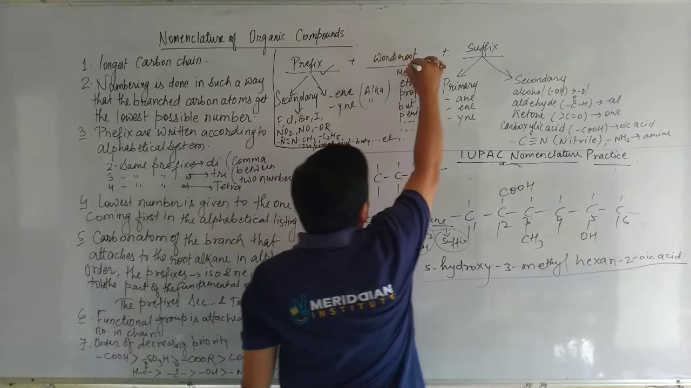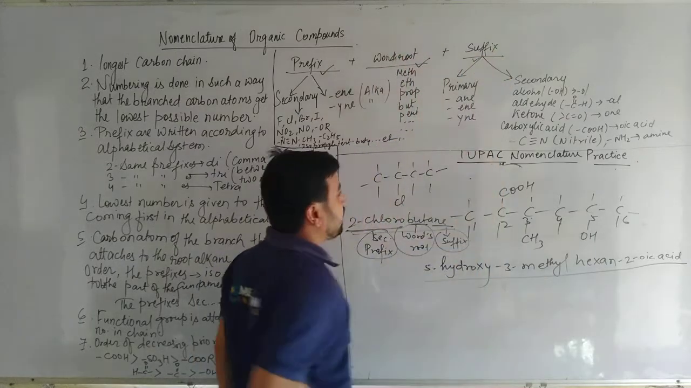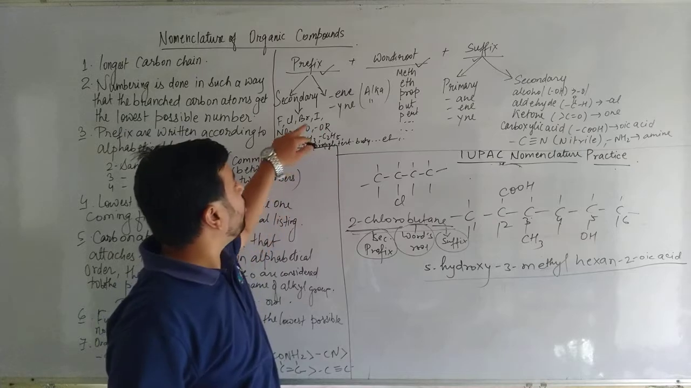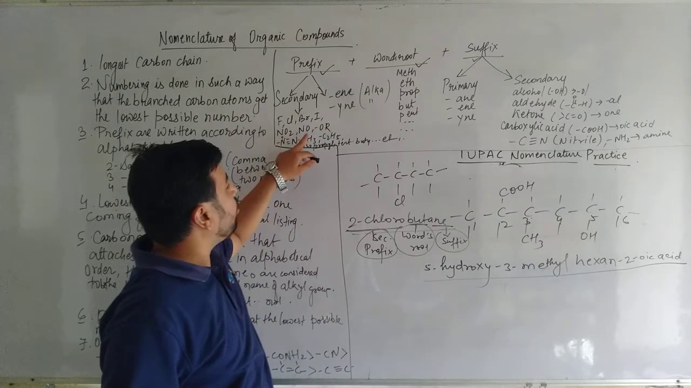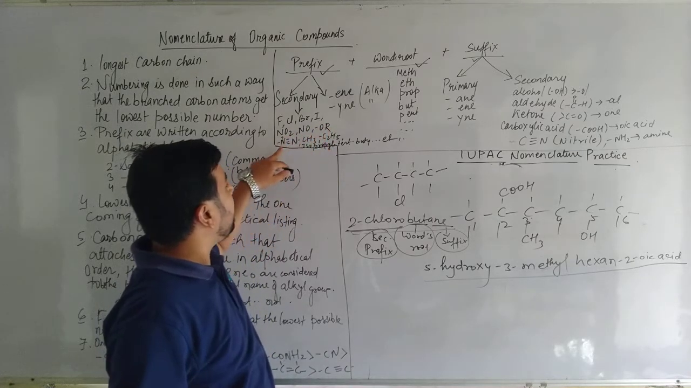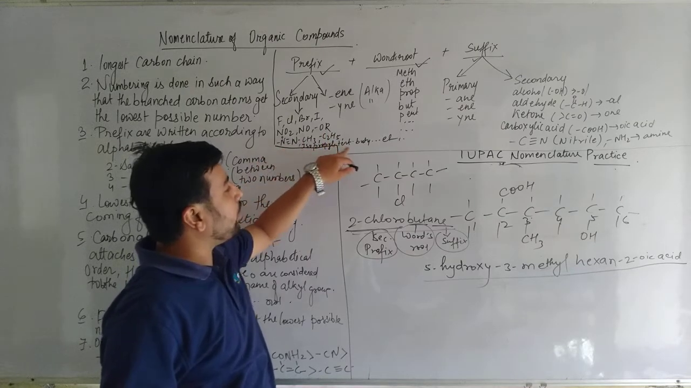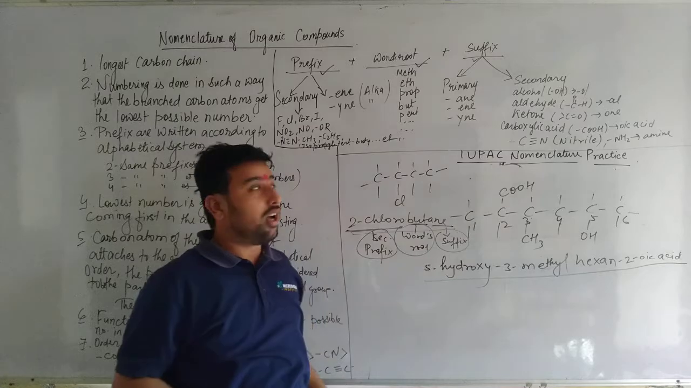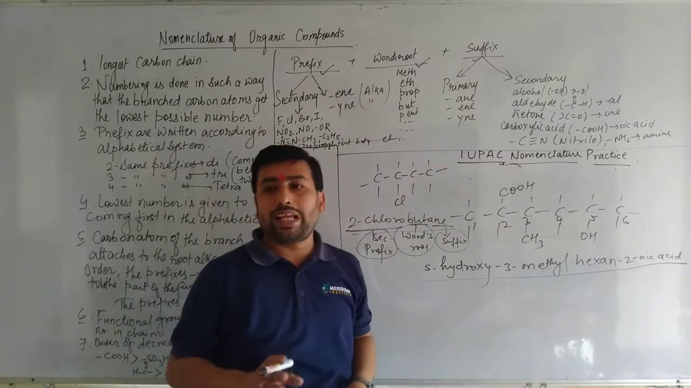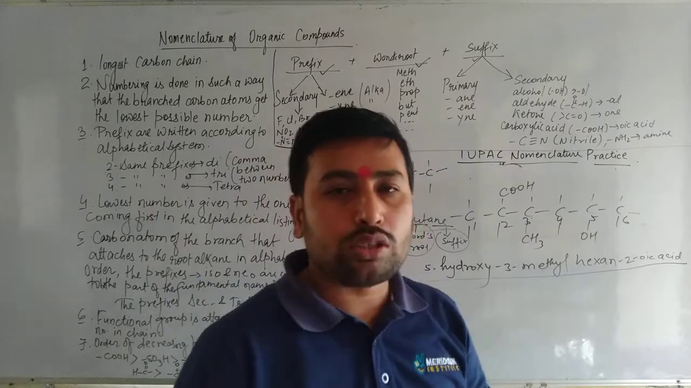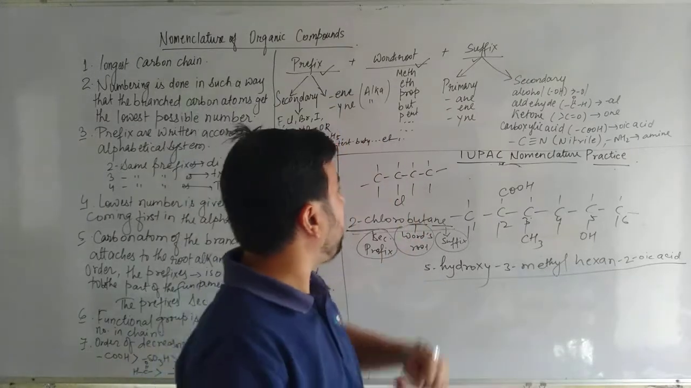First prefix, then word root, and then suffix. Prefix means fluoro, chloro, bromo, iodo, nitro, nitroso, ester, aryl group, methyl group, ethyl group, isopropyl group, tertiary butyl group, etc. Word roots you know: meth, eth, prop, but, pen, hex, hep, oct, non, dec, undec, dodec.